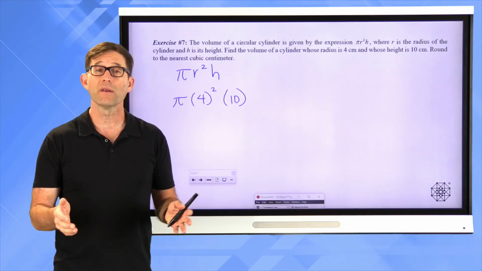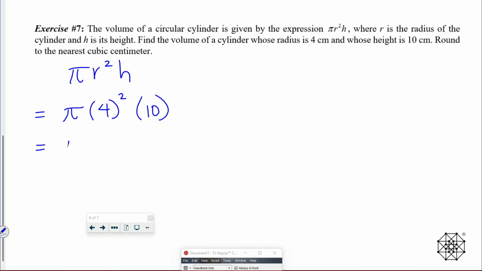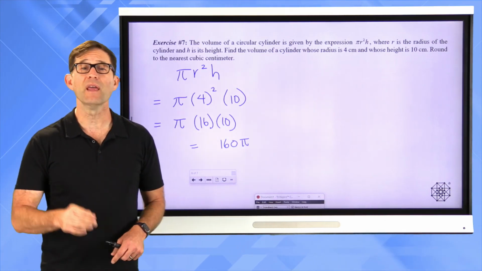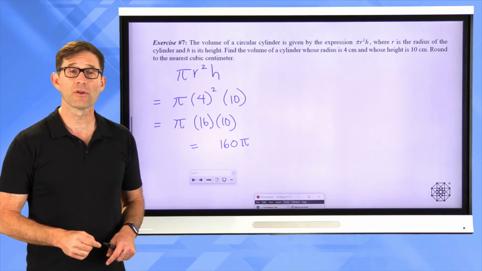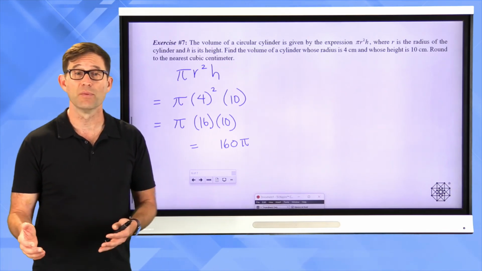If you first wanted it in terms of pi, you could certainly first square the 4, that would be 16. You could then multiply the 16 and the 10 to get 160. And this would sort of be the volume, 160 pi, in terms of pi. This particular problem asks us to actually give the volume to the nearest cubic centimeter.